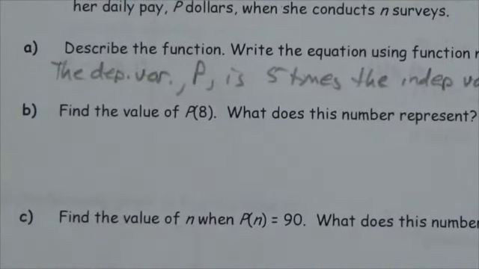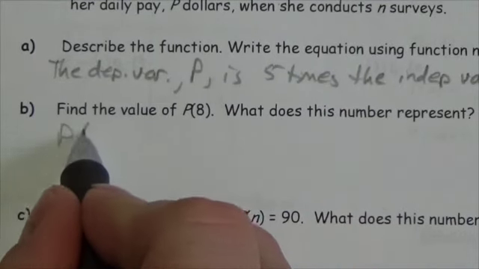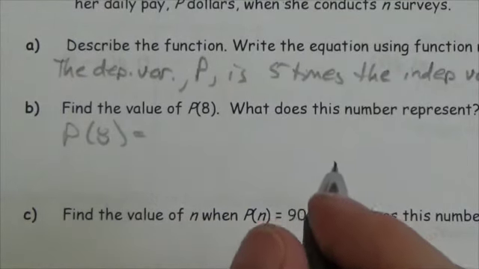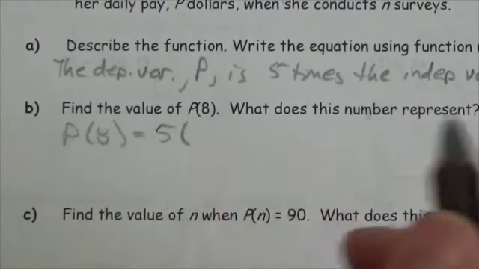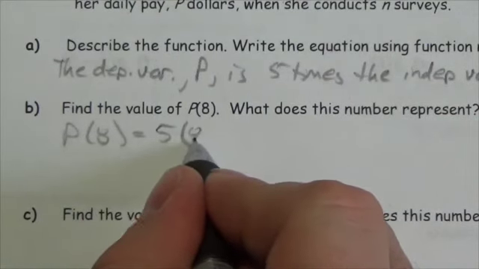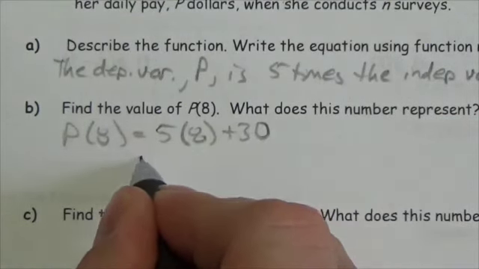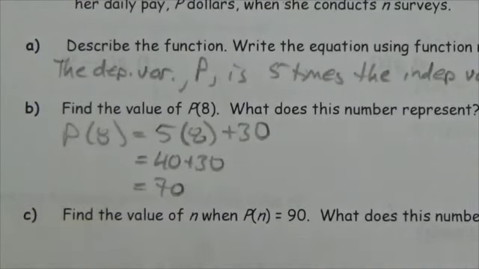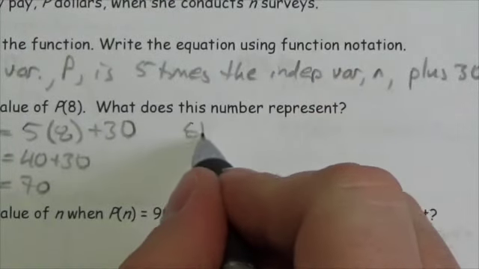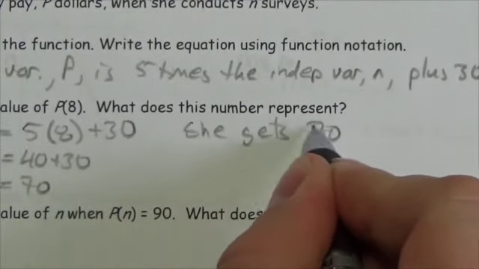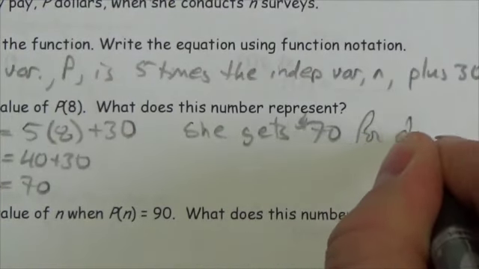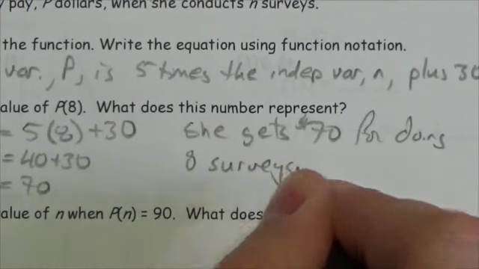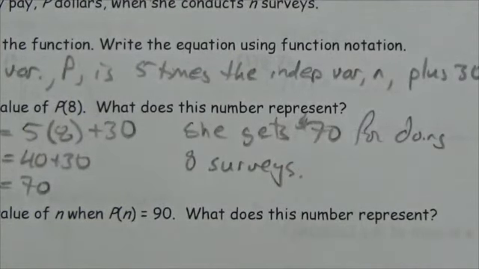Find the value of P of 8. What does this number mean? Okay, so P of 8, our rule has stayed the same, but the value of the independent variable has changed here. So this will be 5 times, remember, it's 5 times the independent variable. Now it's 5 times 8 plus 30. And so 5 times 8 is 40 plus 30. P of 8 is equal to 70. Now what does this mean? Well, this means she gets $70 for doing 8 surveys.